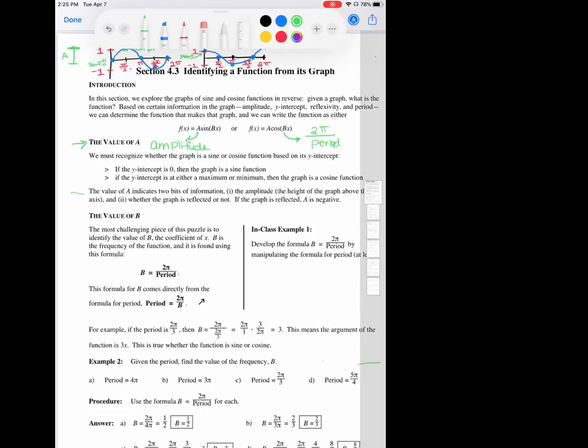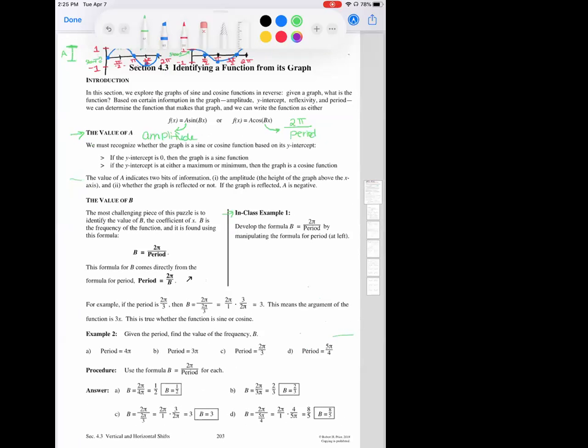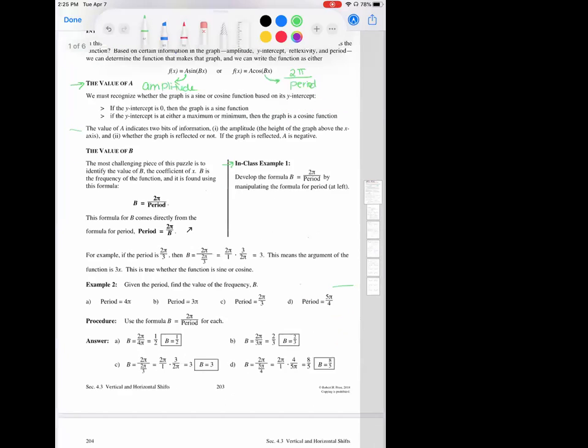This formula for b comes directly from the formula of a period. Period is equal to 2 pi divided by b. In class example 1, develop the formula b is equal to 2 pi divided by your period. I manipulate the formula for period. So let's go ahead and do this example.